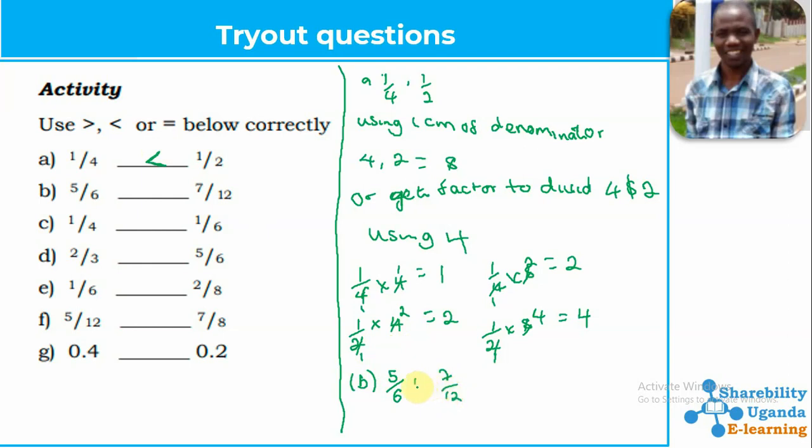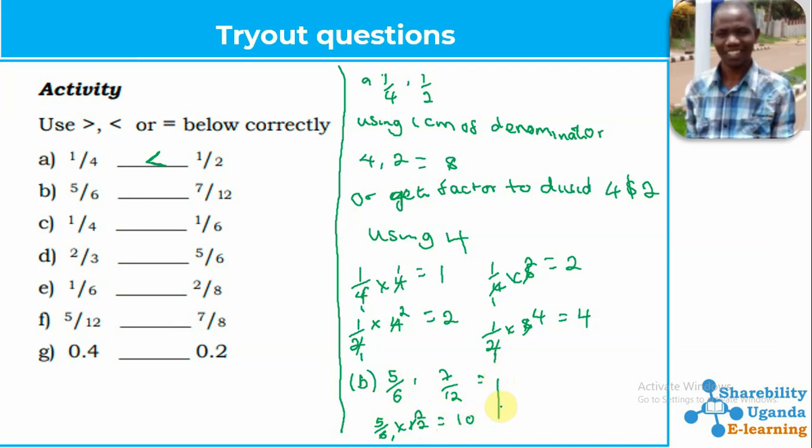Okay, so we want to get out the common factor which can divide these numbers. We can use our common factor, which is 12. So here we say 5 out of 6 times 12. Our answer is, by 6 1, by 6 2. So here we shall get 10.